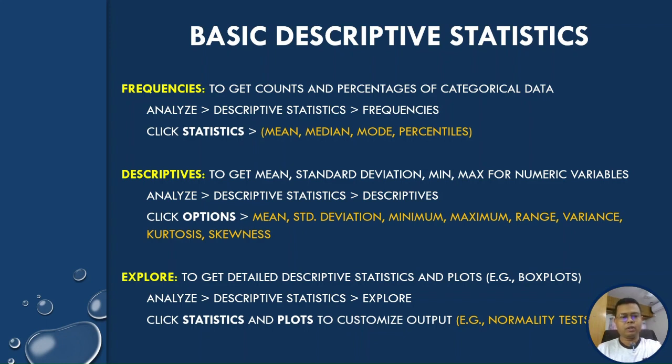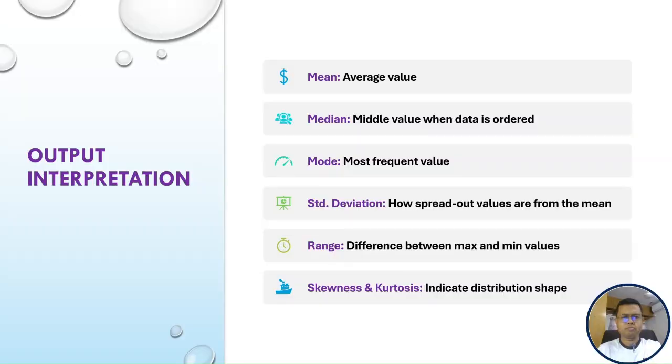Furthermore, to get detailed descriptive statistics and plots, for example box plot, you can use the explore option. So using the explore option, you also can calculate data normality, box plot test, etc. It's basic actually, output interpretation. I hope you have the knowledge of all these terms.